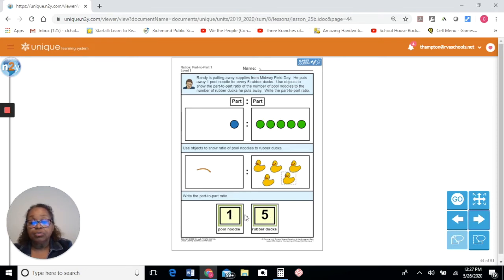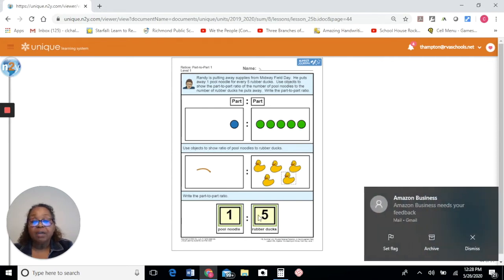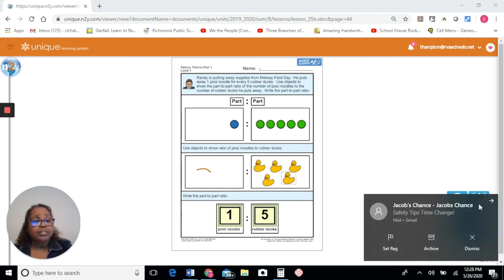This in the middle, those 2 dots on top of each other, that is a colon, and the colon must be a part of how it's written. 1 to 5. 1 pool noodle to 5 rubber ducks. All right, let's go on.